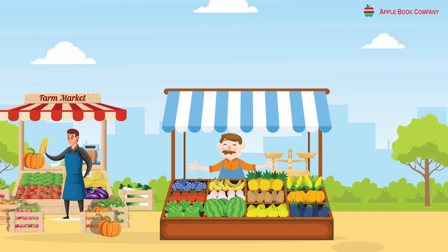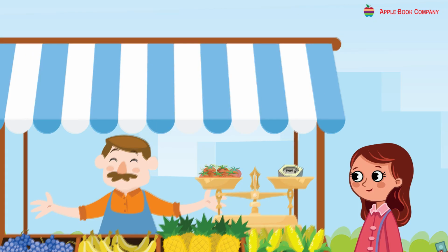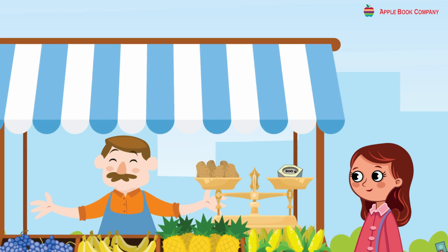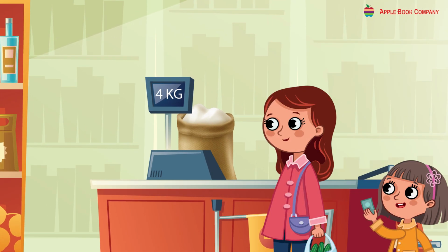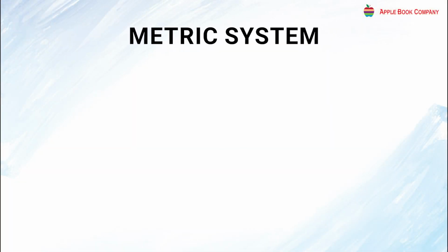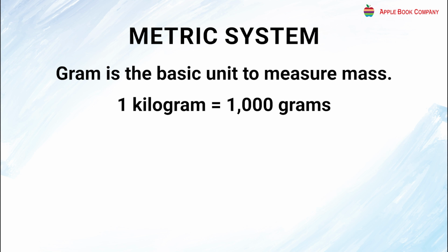In the evening, Maya went to the vegetable market along with her mother. She observed that her mother bought 250 grams of tomato, 250 grams of beans, and 500 grams of potato. Next, they went to a provision store where they bought 4 kilograms of atta and 1 kilogram of sugar. In the metric system, gram is the basic unit to measure mass. 1 kilogram equals 1000 grams.